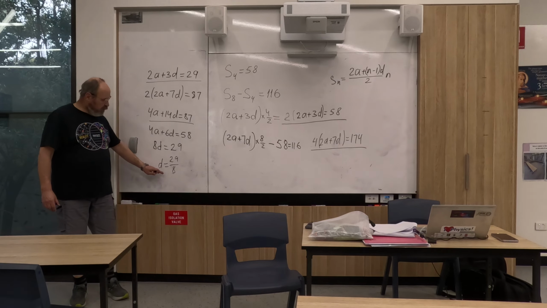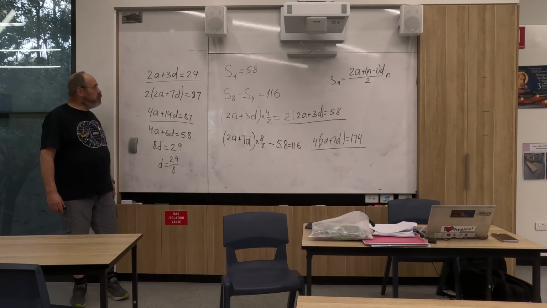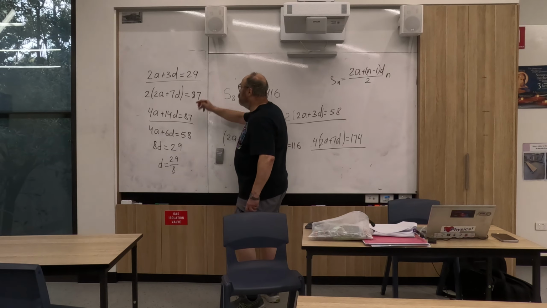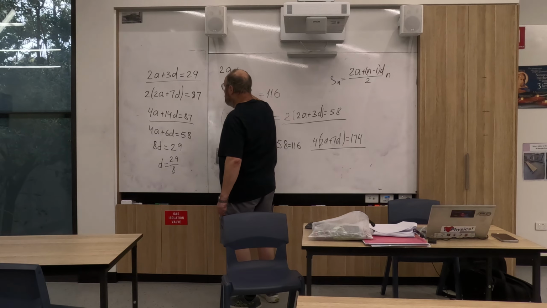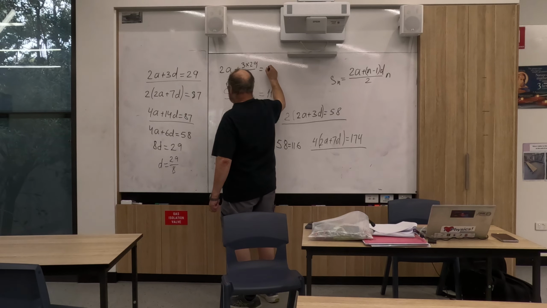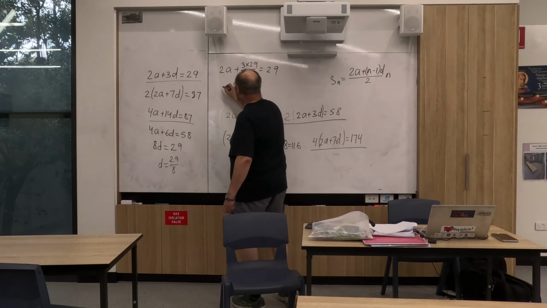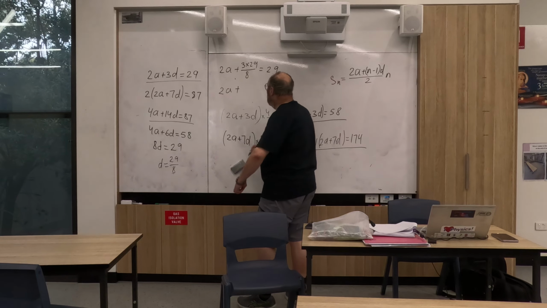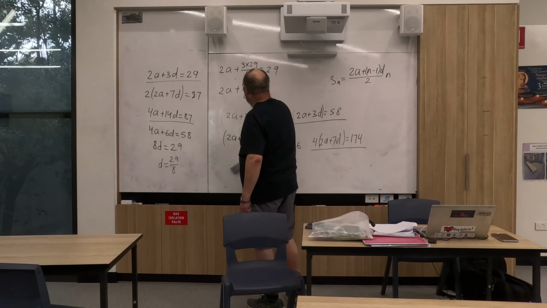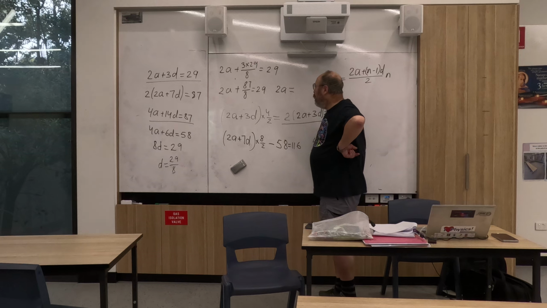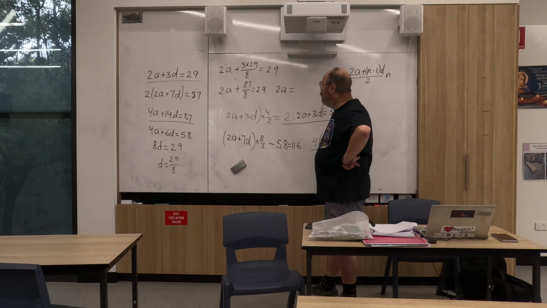So that's it. We found d, then we can substitute this d into any equation. I suggest always choosing the simplest one. Substituting into the simplest one, we have 2a plus 3 times 29 over 8 equals 29. So we have 2a plus 87 over 8 equals 29. 2a will be equal to 29 minus 87 over 8.